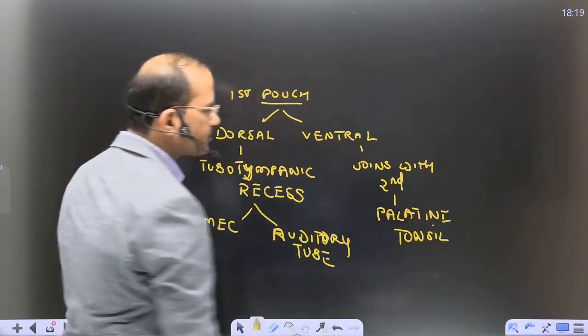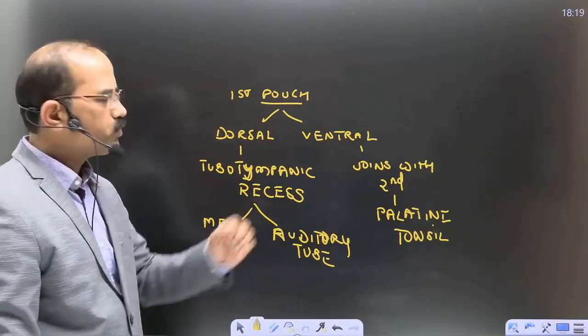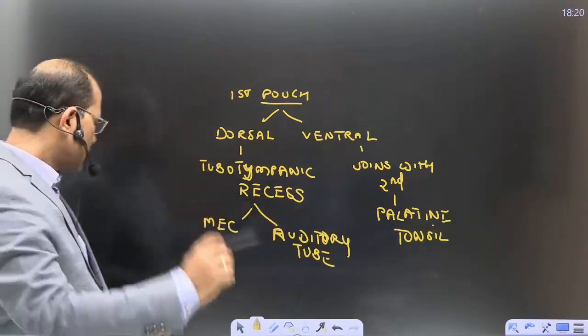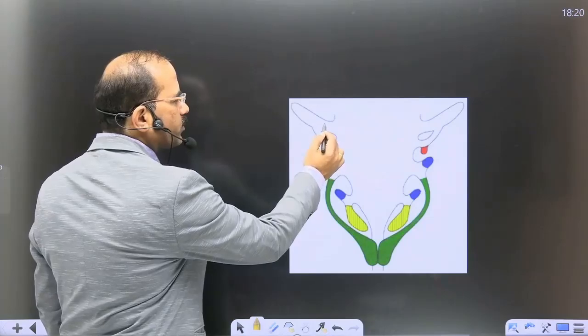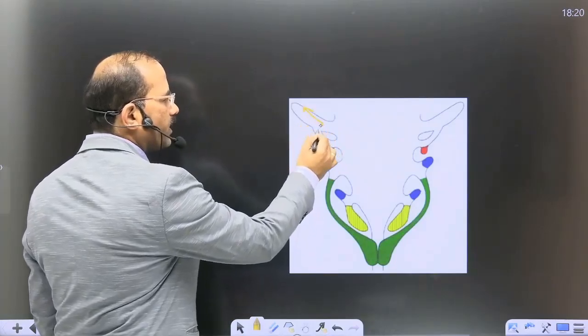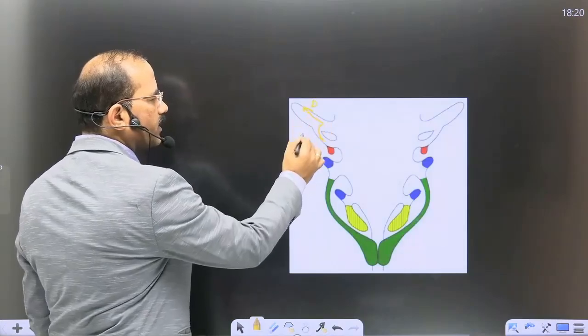The ventral part joins with the second endodermal pouch to form the palatine tonsil. Clear? Just have a look at this slide. So now that's the first endodermal pouch. The first endodermal pouch divides into a dorsal part and a ventral part. So that's a dorsal part and that's a ventral part.